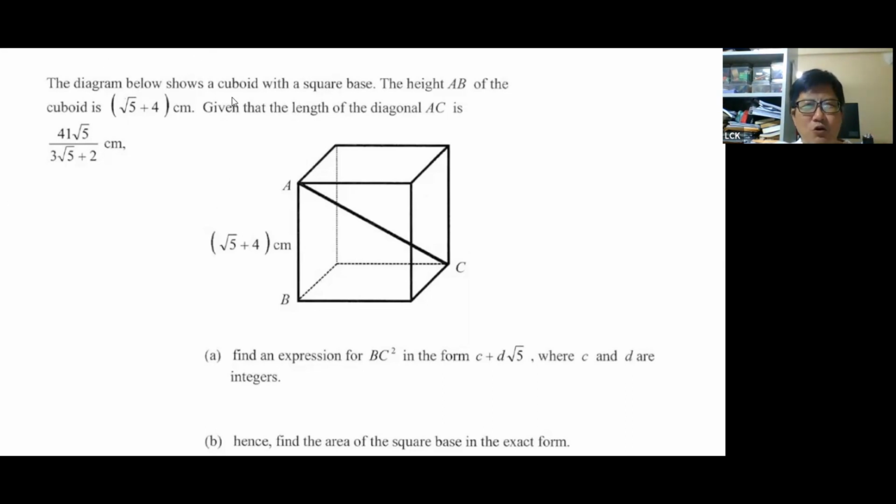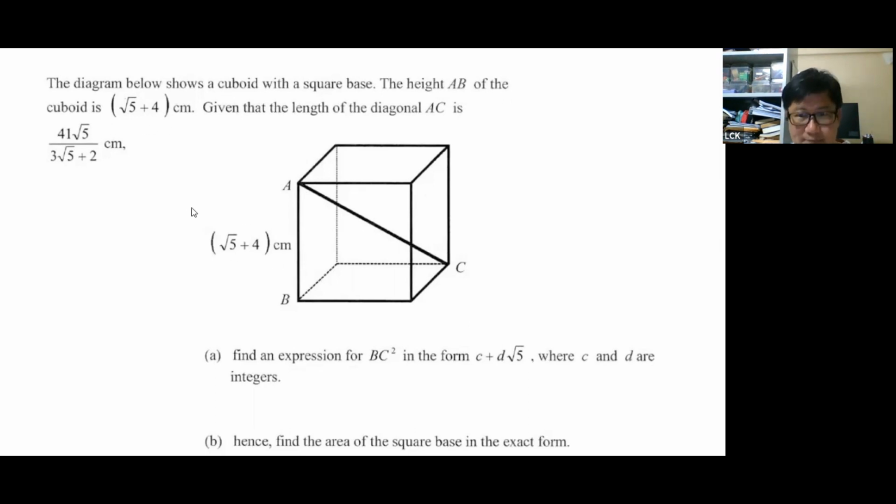Now this diagram below shows a cuboid. Cube, all the sides are the same. Cuboid, all the sides are not the same. So there's a possibility that the sides are not the same. Now the height AB is here. Height AB is square root 5 plus 4.